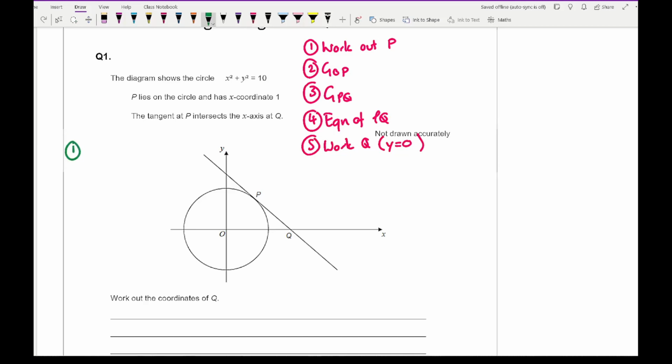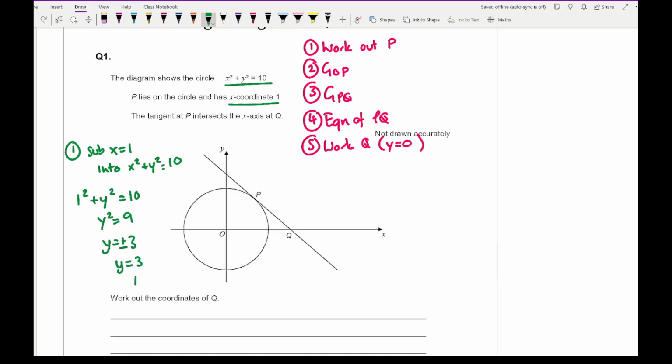So looking at part 1, we need to find P. Now we know that P has got an x ordinate of 1, and we know that it lies on the circle. So here what I need to do is just sub x equals 1 into x squared plus y squared equals 10. So to do that, I'm going to end up with 1 squared plus y squared equals 10. So y squared equals 9. So y is going to equal plus or minus 3. Now we know that P is above the x-axis, so y is going to equal 3. So the coordinate of P is going to be 1, 3.